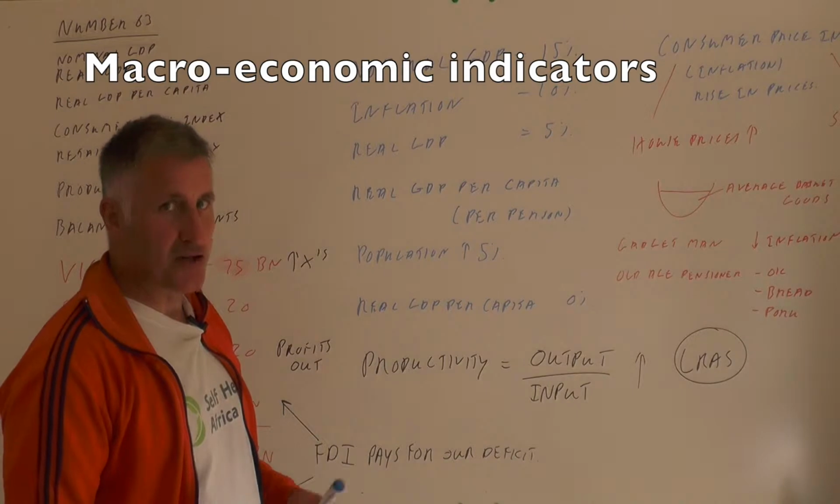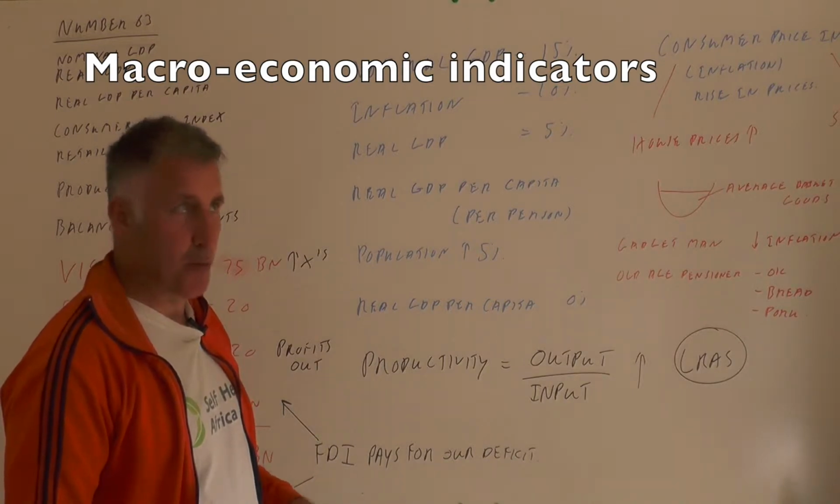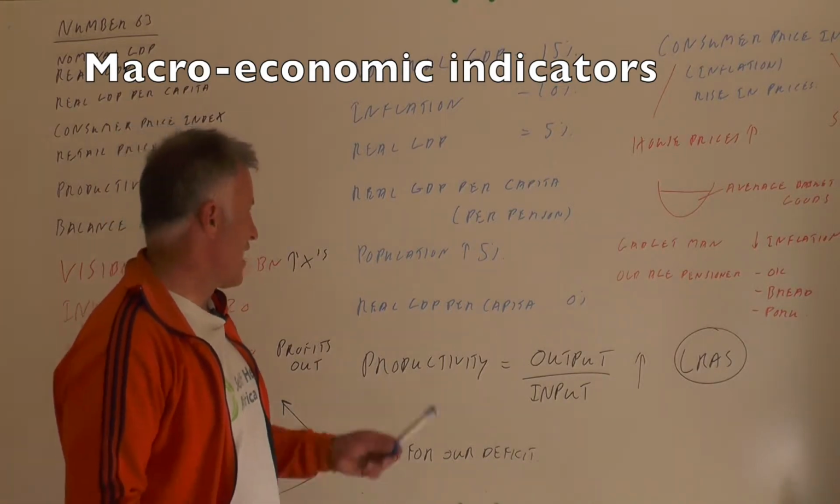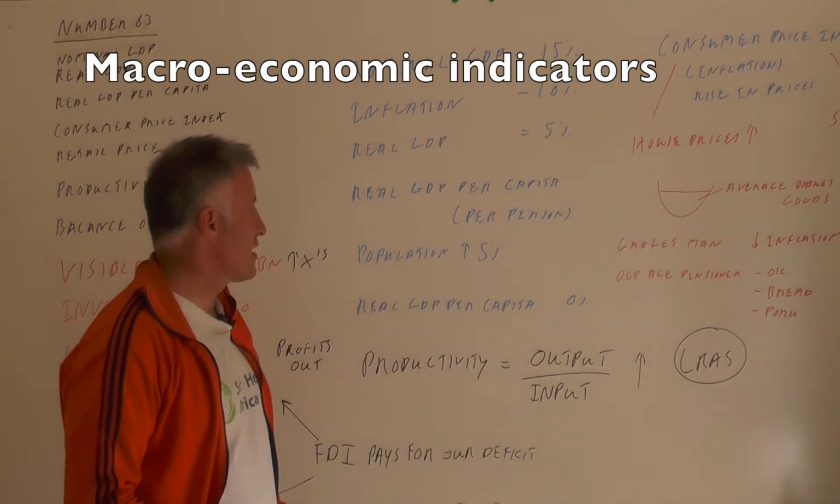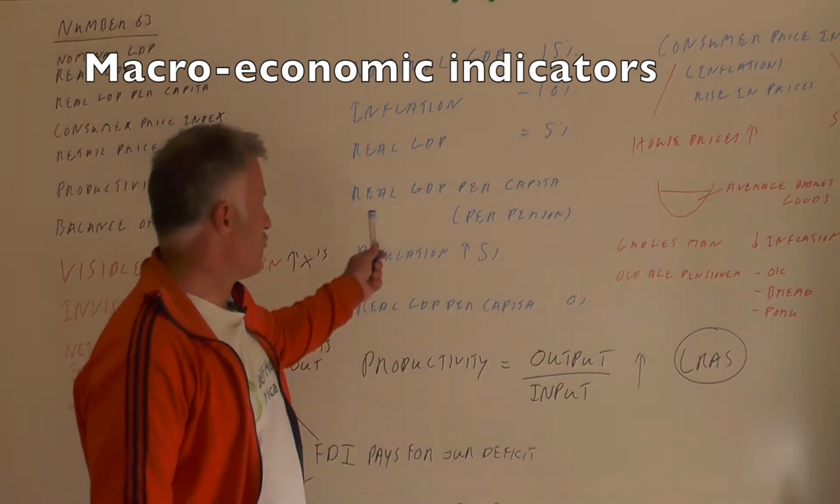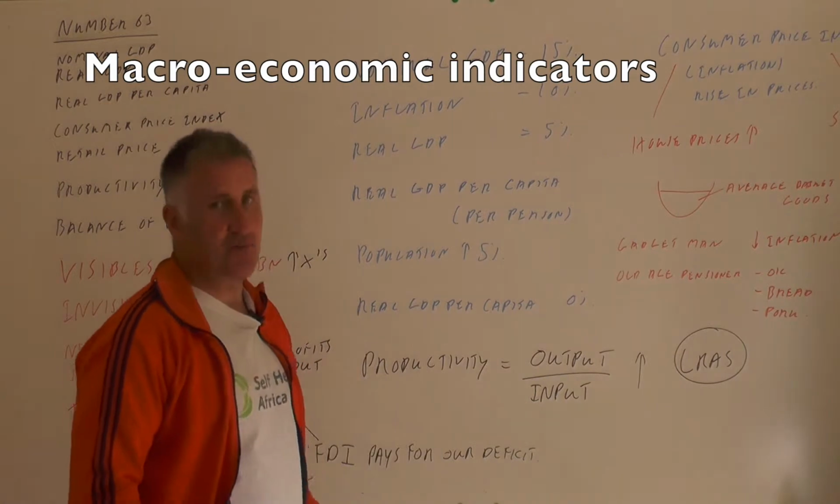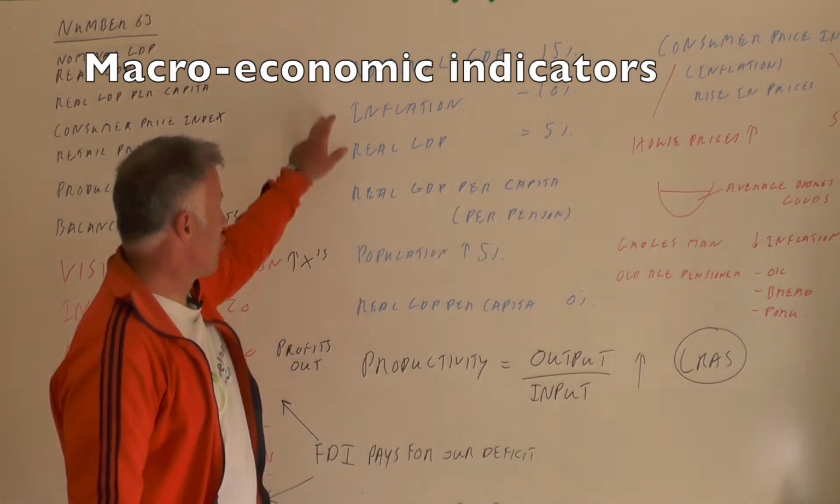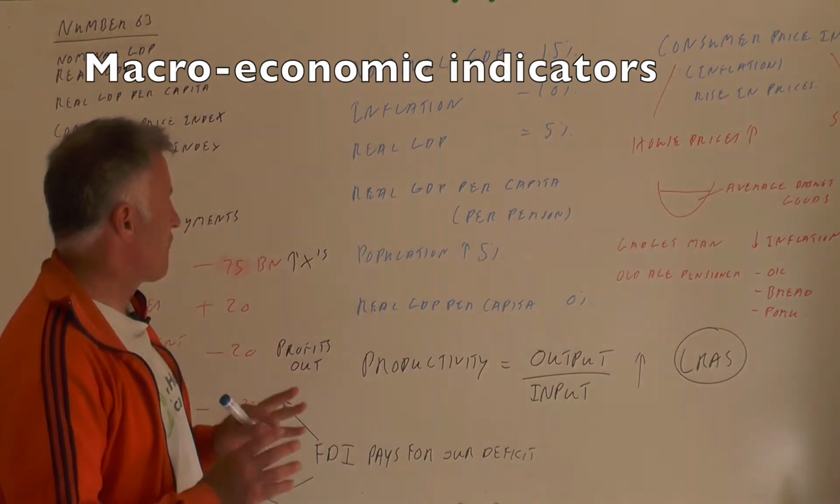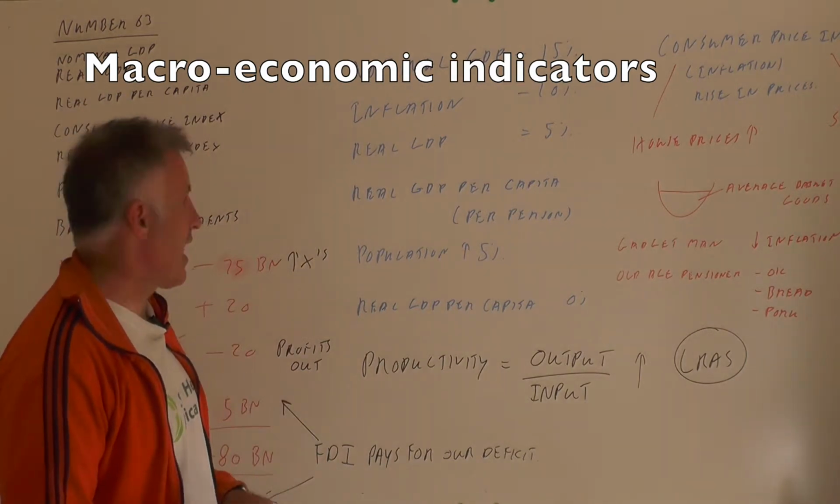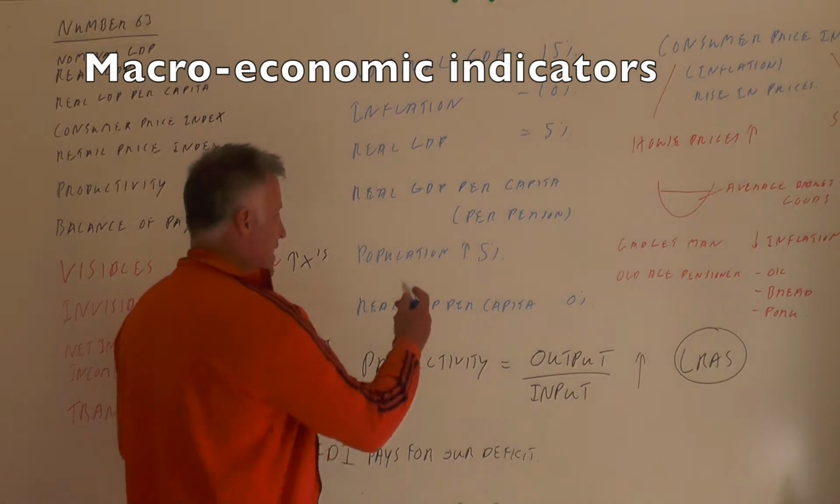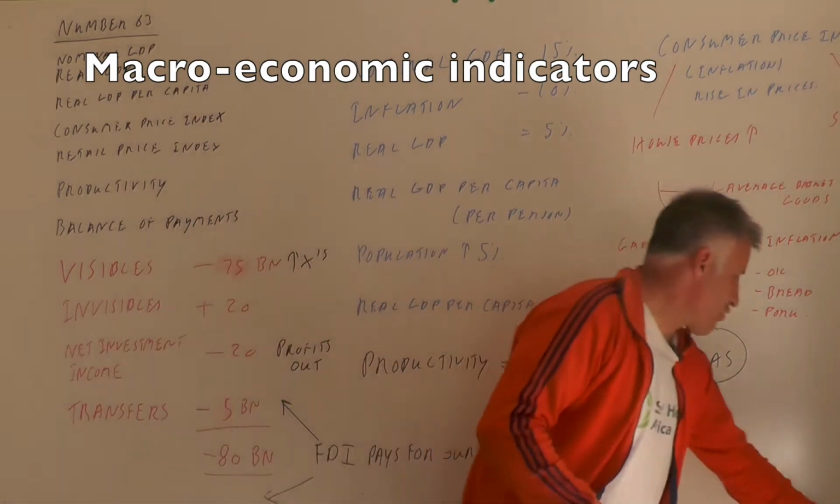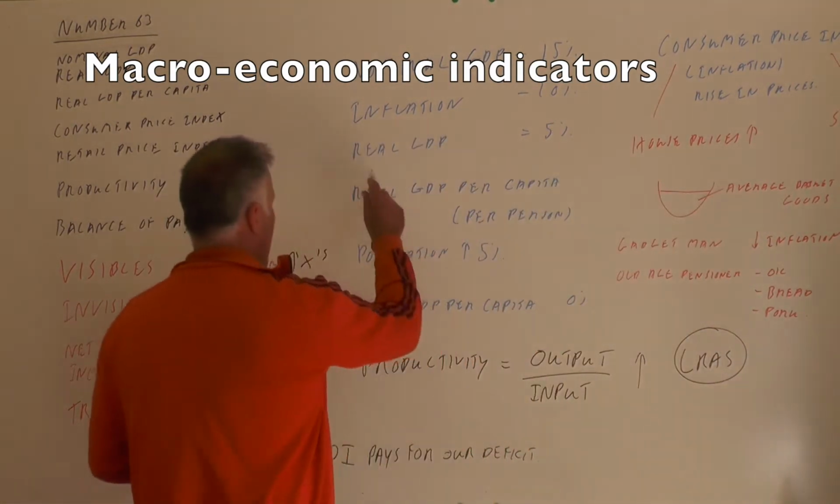On top of that, we also need to look at the population. And if the population has gone up by 5%, then in this case, real GDP per capita, per person, has not increased at all. So what we've got here is different ways of looking at GDP, and probably the most important figure to look at is real GDP per capita.